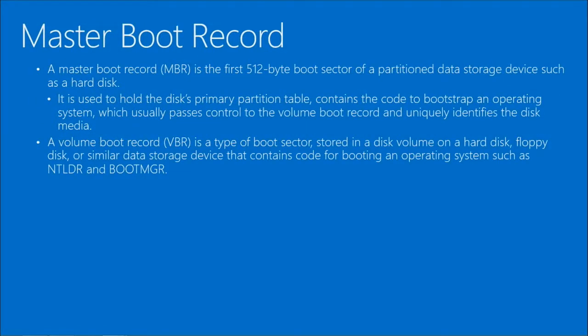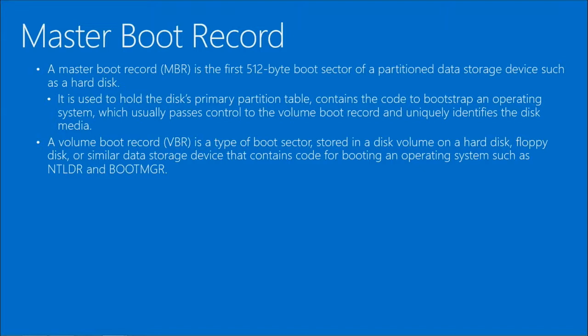The MBR, the master boot record, is the first 512-byte boot sector of a partitioned data storage device, such as a hard drive. It's used to hold the primary partition table, how the disk is formatted, and how you bootstrap into the operating system. There'll probably be a pointer to where the operating system information is held, so the files that tell a system how to load.